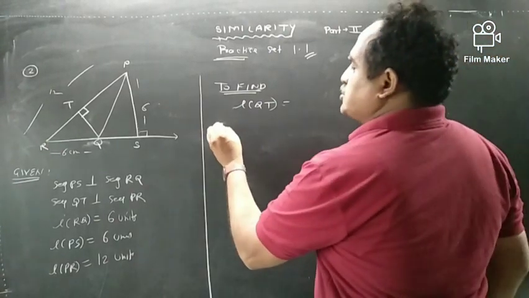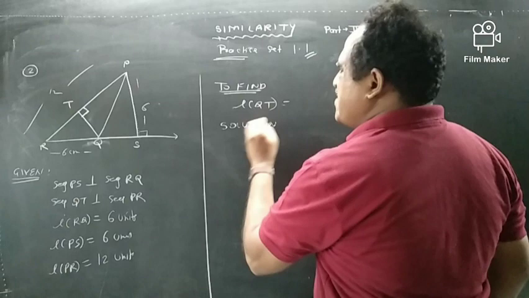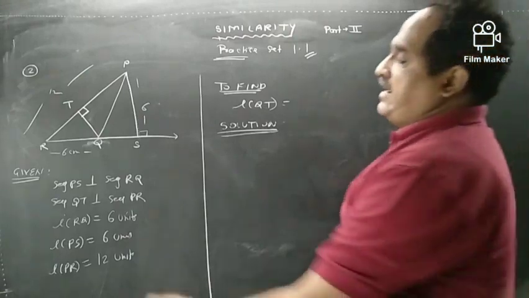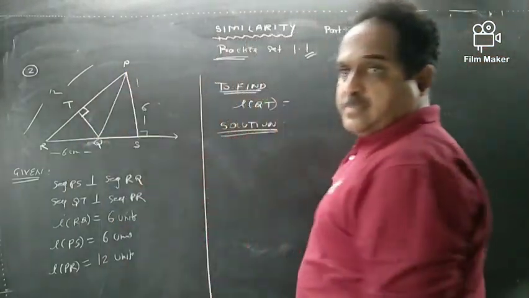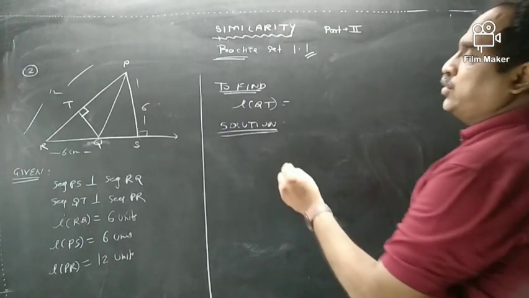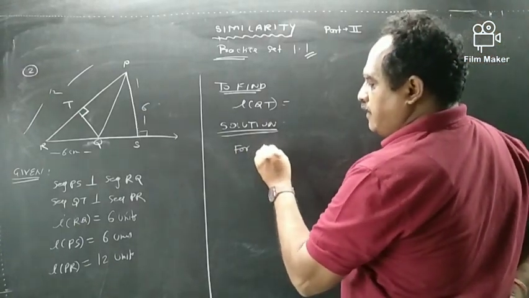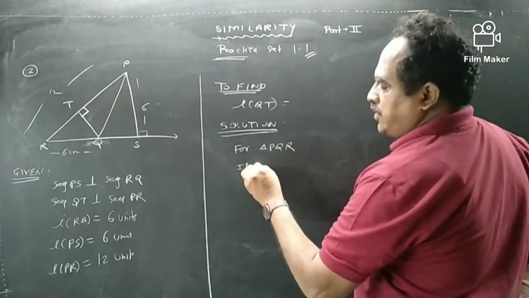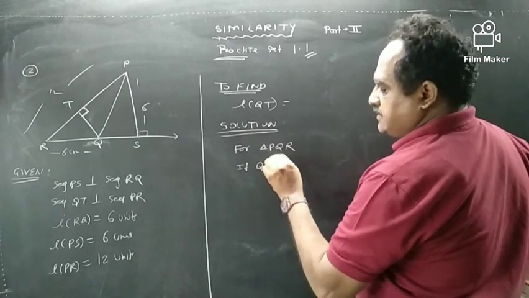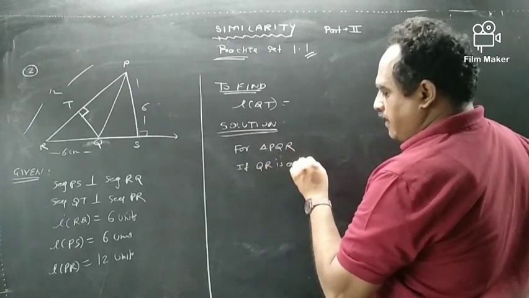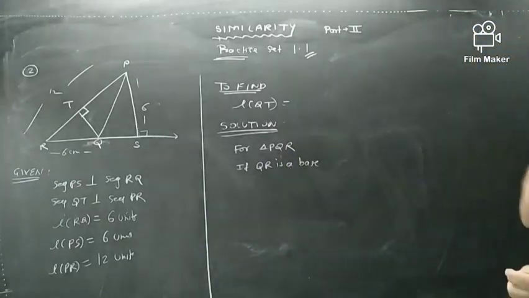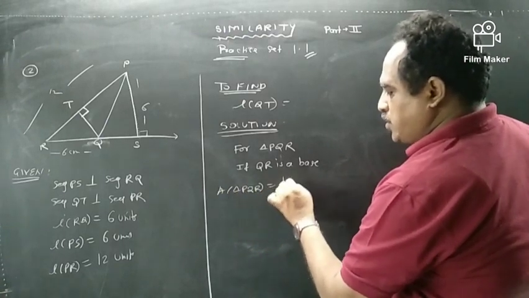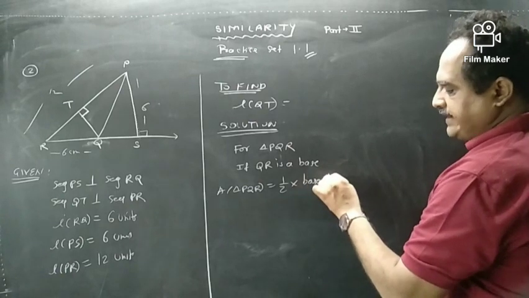Okay, so solution. This is a slightly confusing question. How do we do this? QT is not given, and we are asked to find QT. They are given PS. Okay. So what I will do for triangle PQR: if QR is the base, then area of triangle PQR is equal to half into base into height is the formula.